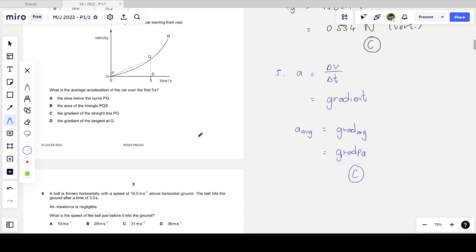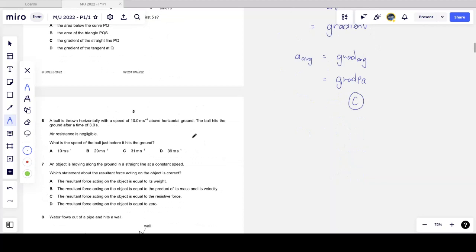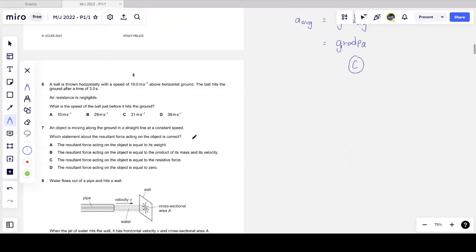So we have to understand what velocity is and how acceleration relates to velocity, and also we have to understand the graphs. Hugely important to understand how the graphs relate to those quantities and how we can use the graphs to determine some of those quantities.